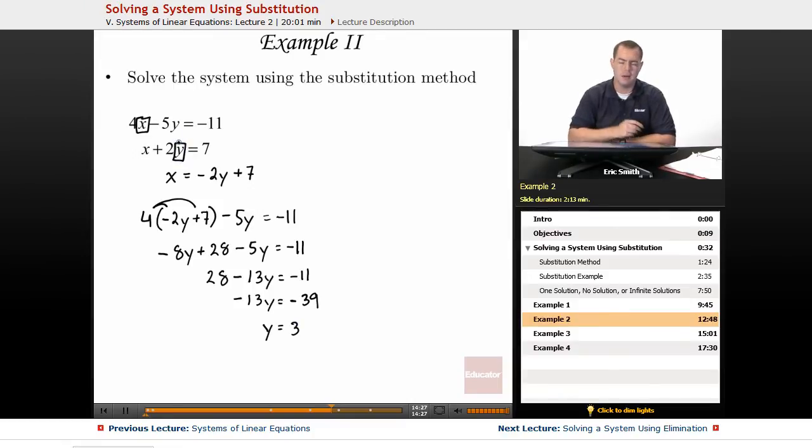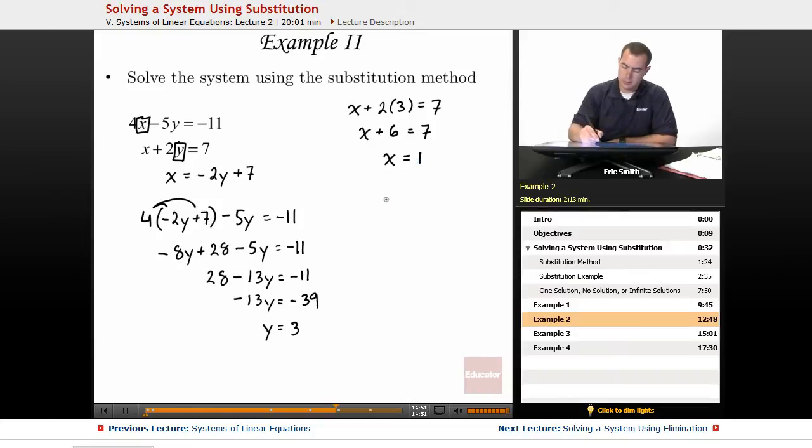Let's go ahead and put it here. So x plus 2 times y. Okay. Multiplying together the 2 and the 3 would be a 6. And then I'm left with x plus 6 is equal to 7. So subtracting 6 from both sides, x is equal to 1. So my solution for this one is x equals 1, y equals 3. Looks good.